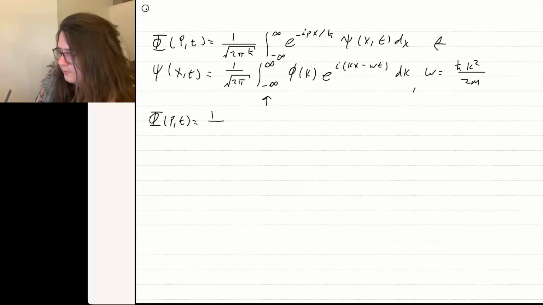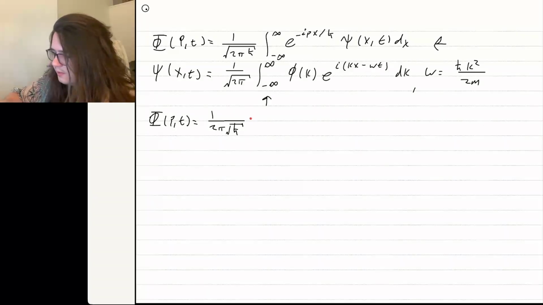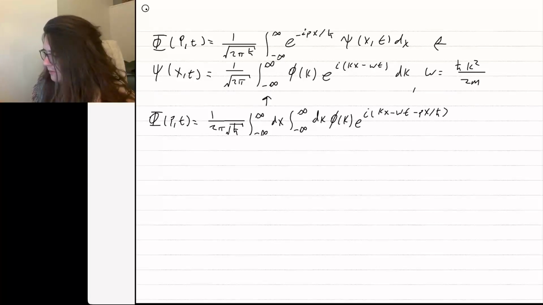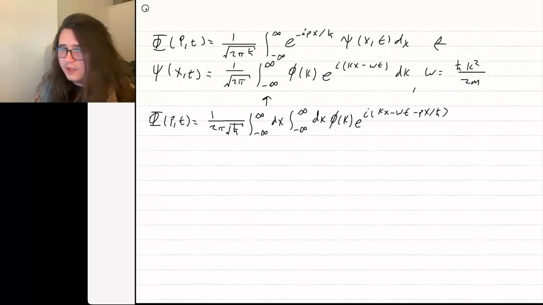combining our equations, we'll get a factor of 1 over 2 pi, square root h bar on the bottom as well, h bar coming from the psi p of t thing. And I've got the integral from minus infinity to infinity, dx, of integral of minus infinity to infinity dk, phi of k e to the i kx minus omega t minus px over h bar. And that's it.